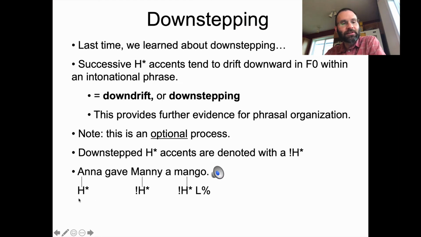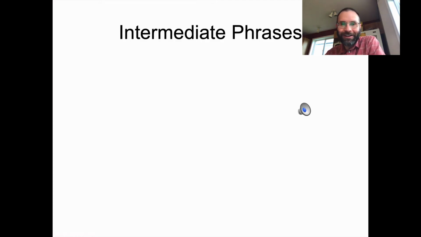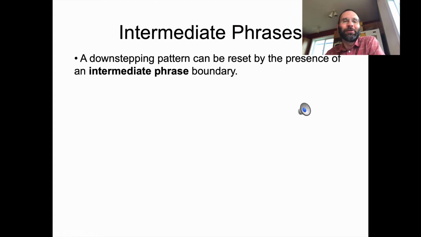The first one is as high as it's reasonably going to get, so it's an H star, and there's nothing to give it context with, so it's always going to be an H star anyways. And if this one is lower, then you mark it or transcribe it with an exclamation mark in front of the H star. Same thing for the H star on mango. Anna gave Manny a mango. And I'll reiterate that again because this is a common transcription mistake that a lot of beginners make, is that some people will transcribe this first H star with an exclamation mark in front of it. That doesn't work. If it's the first pitch accent in an intonational phrase, it's not going to be downstepped, right? The downstepping is just a relative feature of this H star in comparison to the initial H star or the one right before it.